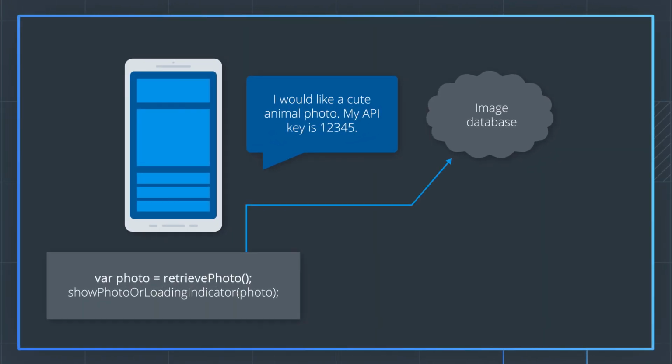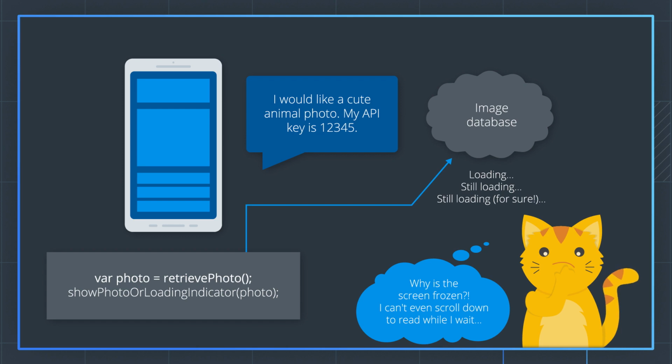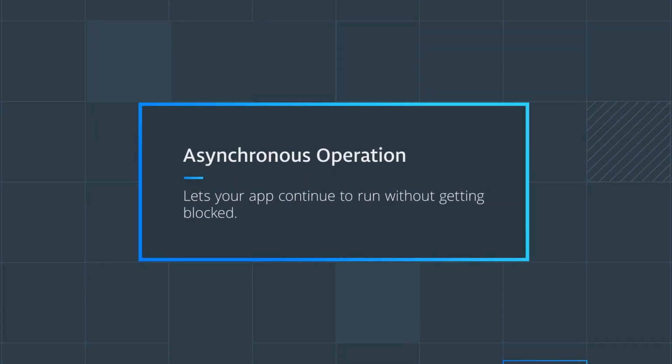An API doesn't immediately return your data the way a local asset would. Because Dart runs in a single thread, if we solely wait for the API call to return, we would see a frozen screen and we wouldn't be able to interact with the app. The API call may take some time to return based on the server's speed, your internet connection, and other factors. Rather than wait for it, we wrap the API in an asynchronous operation. This lets your app continue to run without getting blocked.